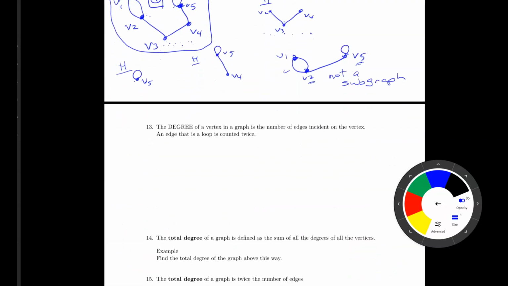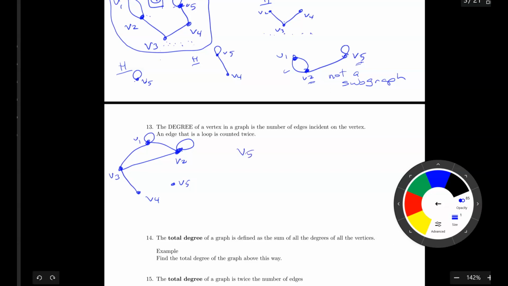Okay, so now we need to talk about the degree of a vertex. So let me get a picture going here. So here's your V4 and a V3, a V1. I'm just going to stick a loop on there just because I can. Stick a loop on there and connect those two. And then I'm going to have V5 out here by itself. Okay, whoops, the loop's supposed to connect. All right, so let's talk about the degree. The degree of a vertex is the number of edges incident on the vertex. V5 has no edges, so it has degree 0, right?